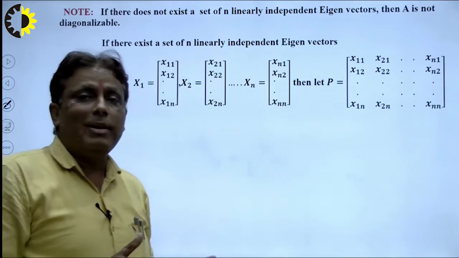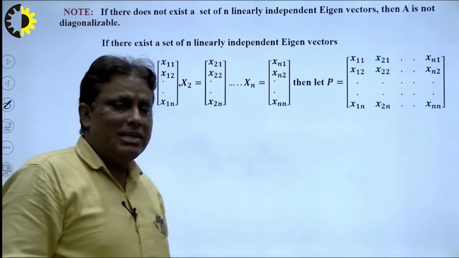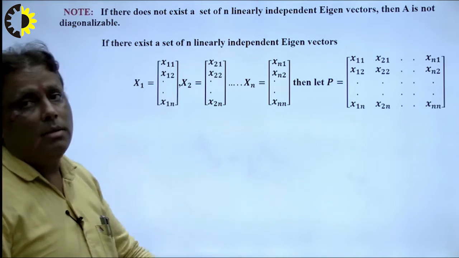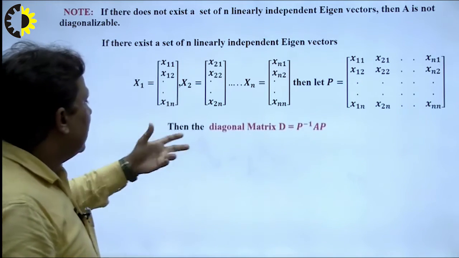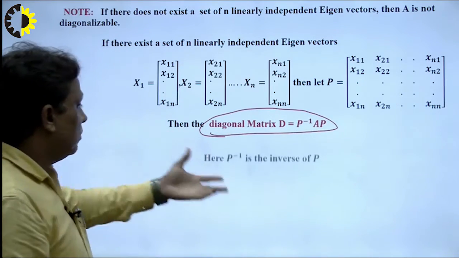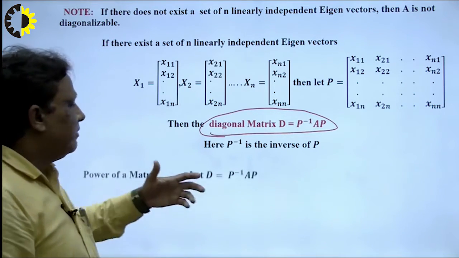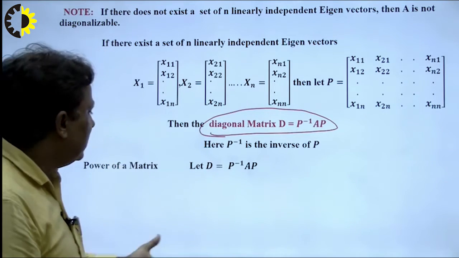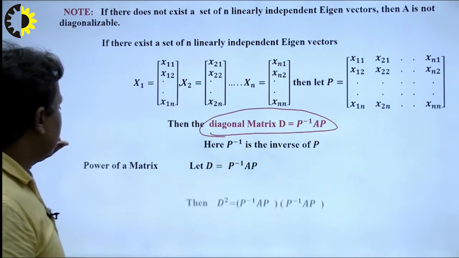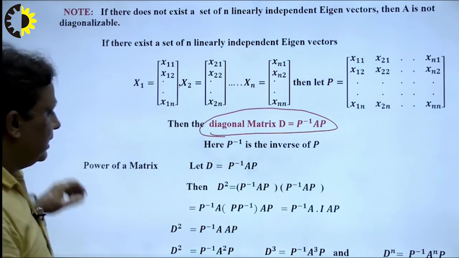Suppose we have a 3 by 3 matrix, that means there exist 3 eigenvalues. If 3 eigenvalues exist and 3 eigenvectors exist, then we can diagonalize this matrix. I give an example. The diagonal matrix D is equal to P inverse AP, which is very important. Here P inverse is the inverse of P. I explained how to calculate the inverse in the previous lecture, and students study in 12th level how to calculate the inverse of a square matrix. Now the question is, what is the role of this phenomenon?